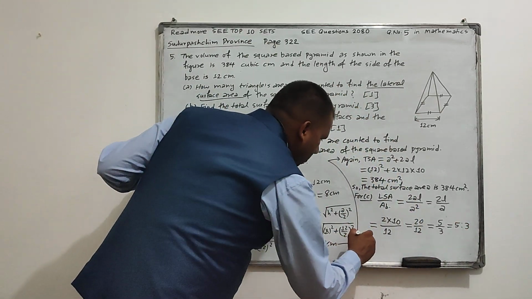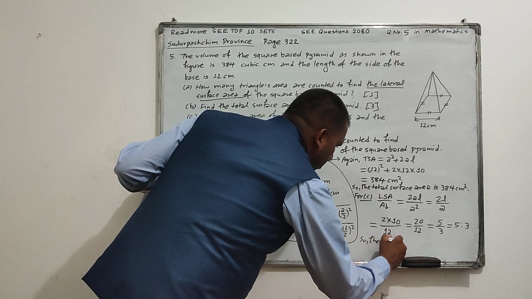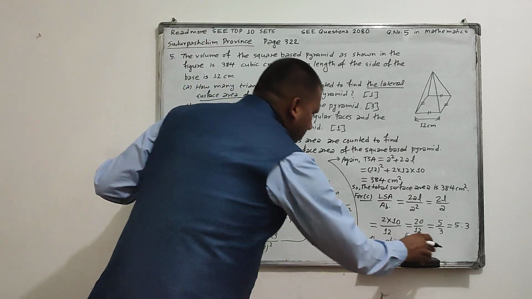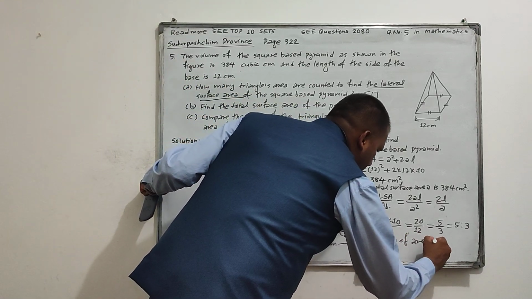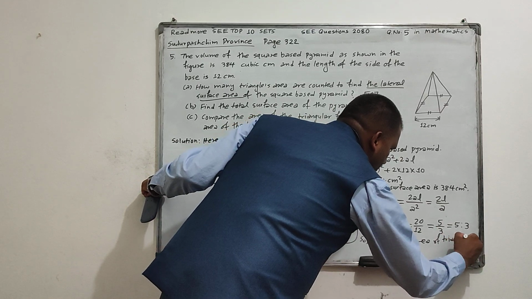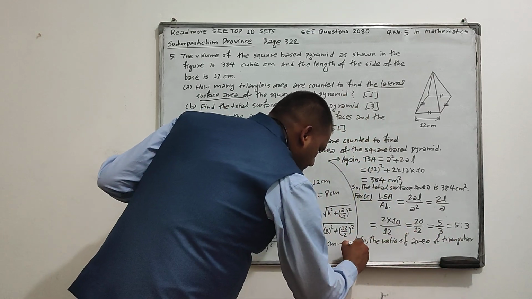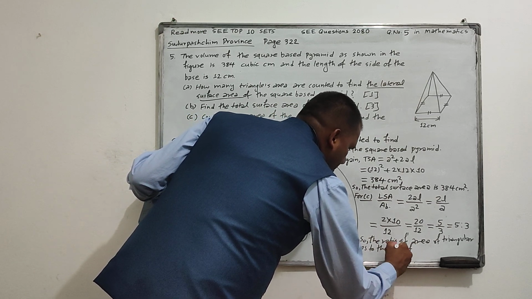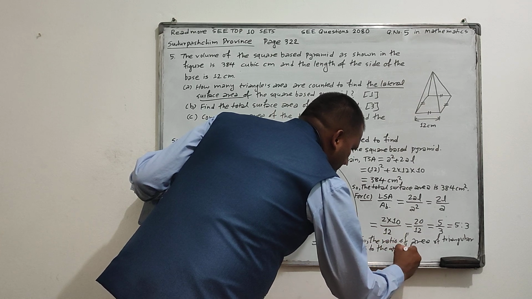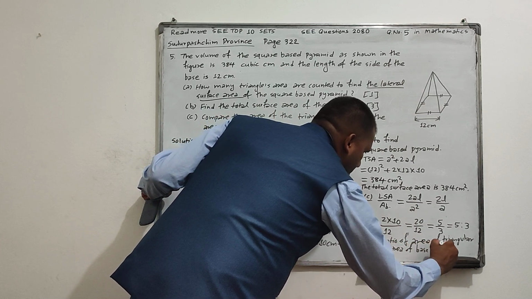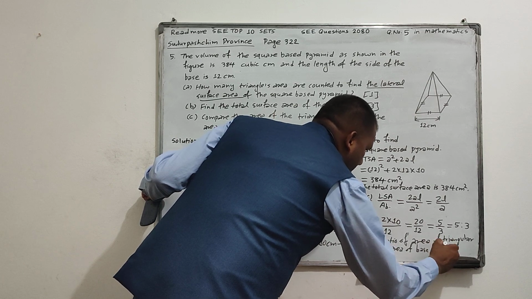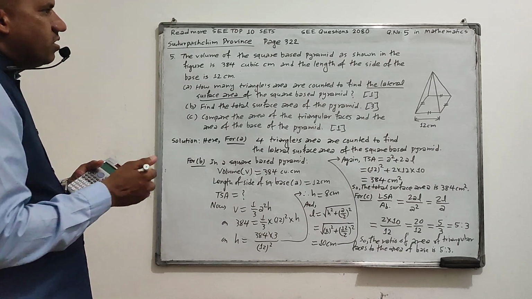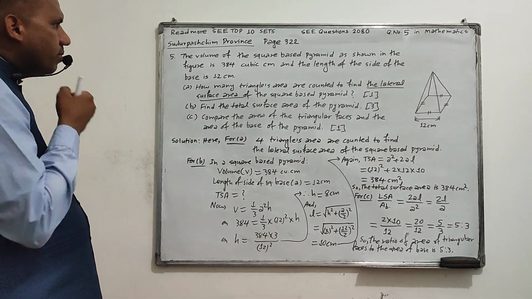So the ratio of the area of triangular faces to the area of base is 5:3. Okay, students, this was for question number 5, SEE 2018 from Sudurpashchim Province.